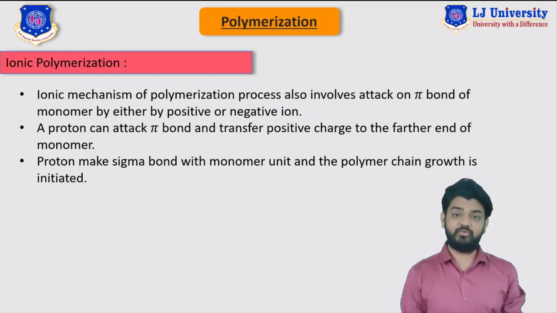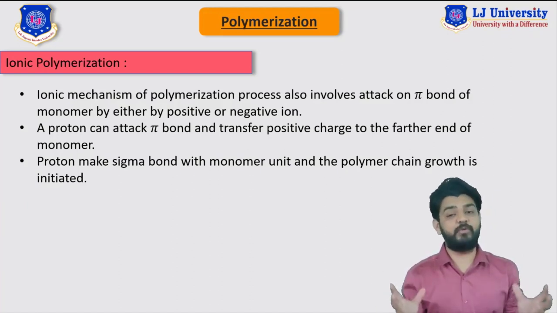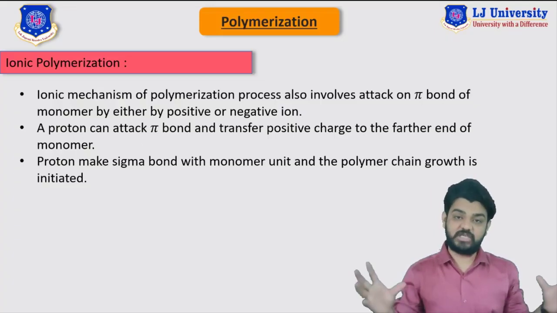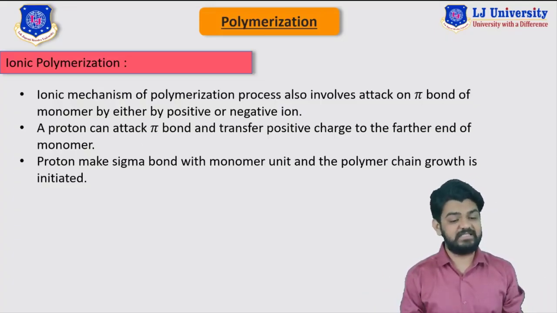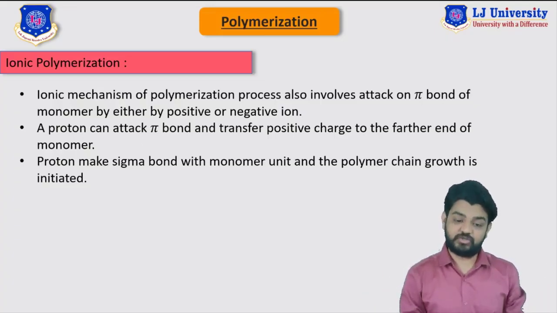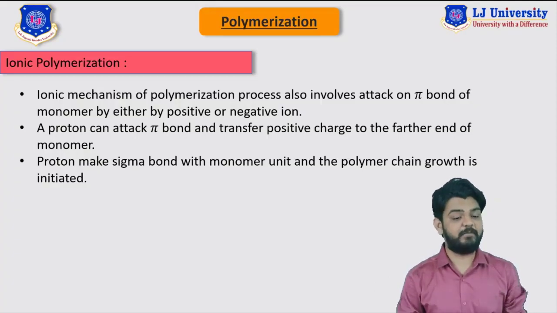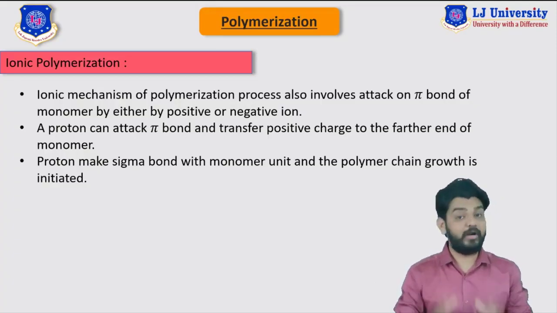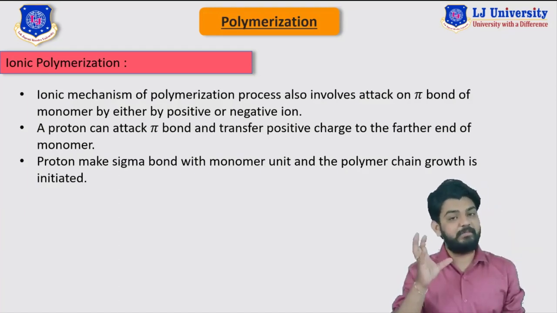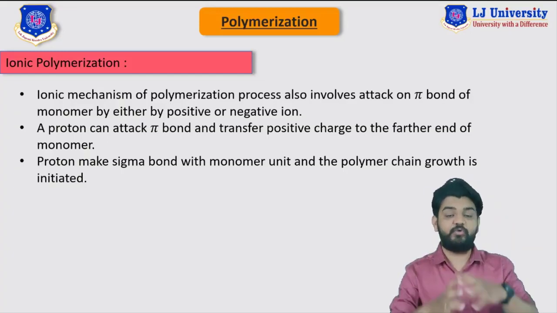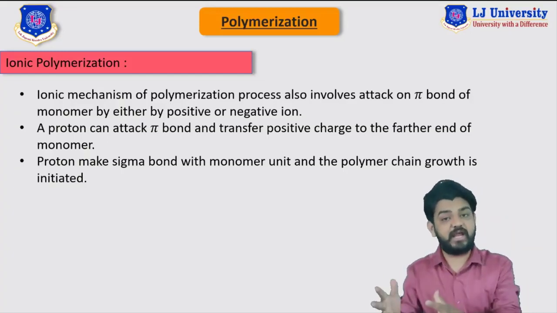So what are the compounds that attack the pi bond? Well, in the ionic polymerization process, ions are mainly responsible for linking the different monomers together and forming a long chain of the polymer. So you can see that in ionic polymerization, the attack is done by either positive or negative ions of different compounds. Now you can think that one proton can attack the pi bond and transfer its positive charge to the further end of the carbon.